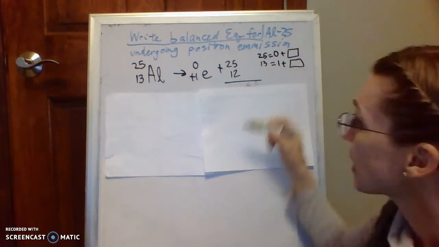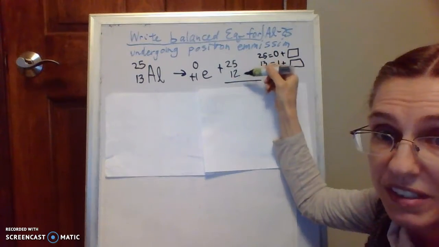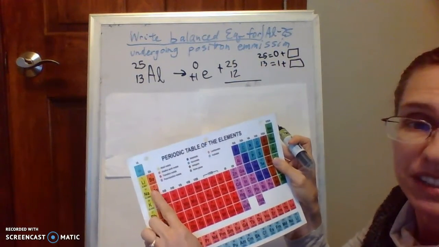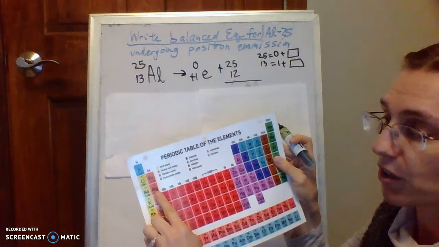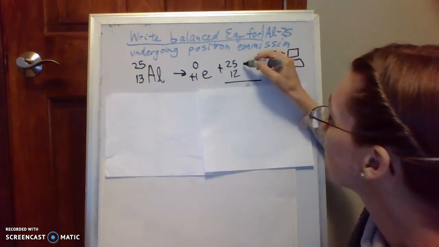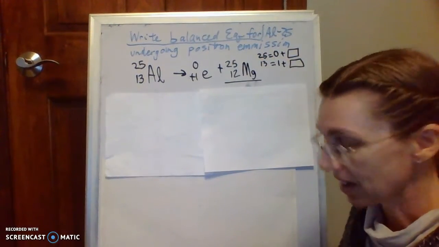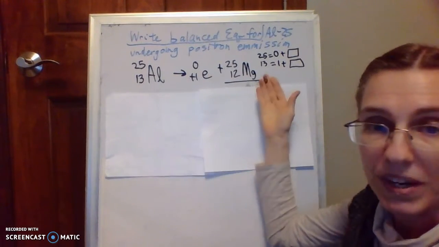We look at a periodic table. The bottom number is the one that tells us which thing that we've got. Bottom number tells us that the atomic number corresponds with magnesium. So we can write Mg in there. And this is our balanced equation.